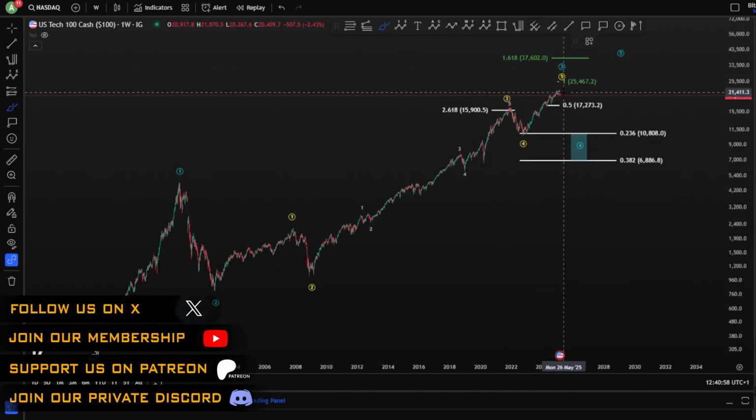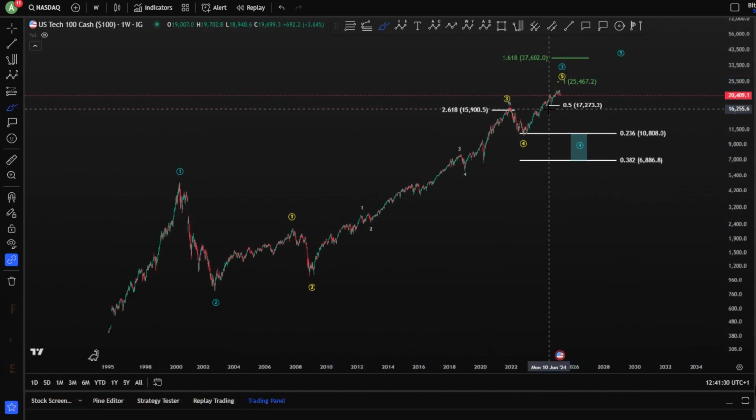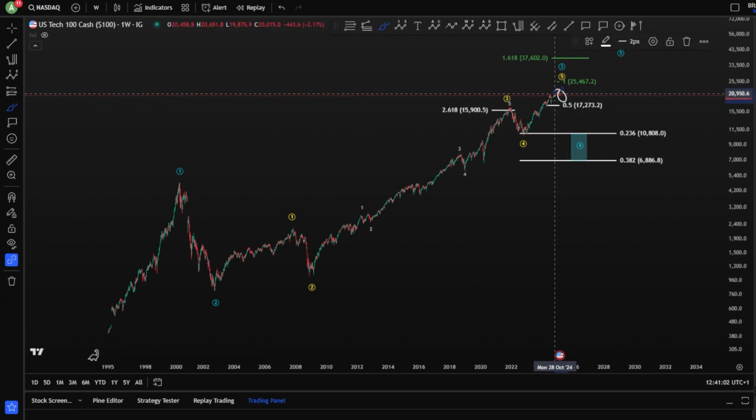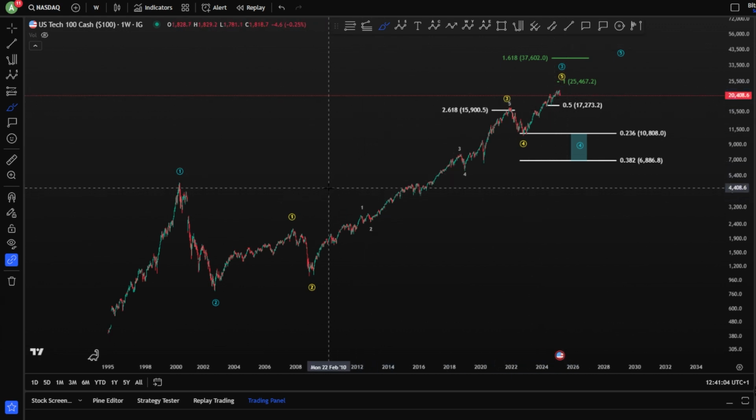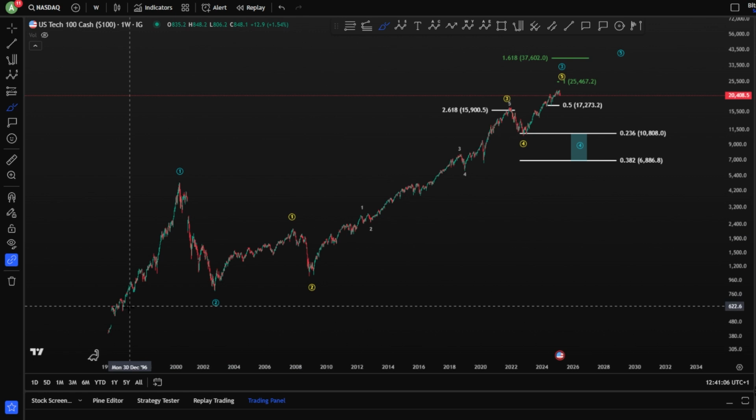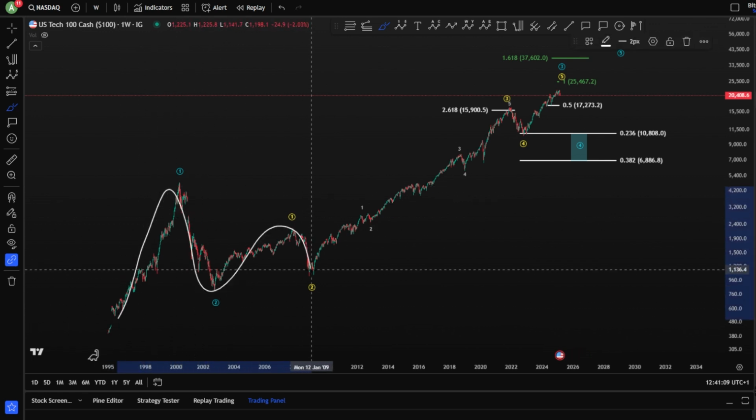Today, of course, we're gonna dive a little bit deeper into Nasdaq and what might happen. Of course, yesterday we saw a lot of red, a little bit more than expected as well. But we're gonna see what the next move is.